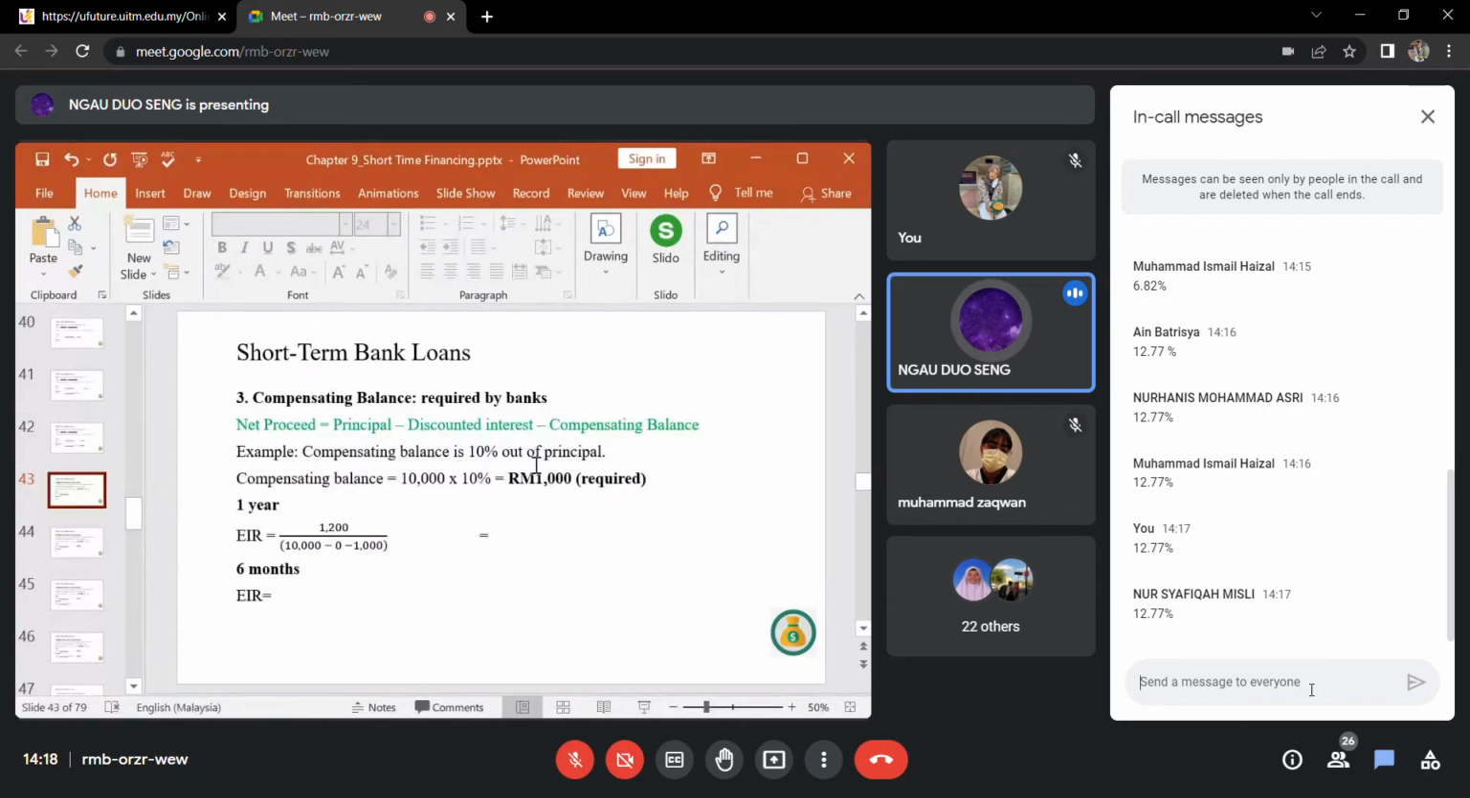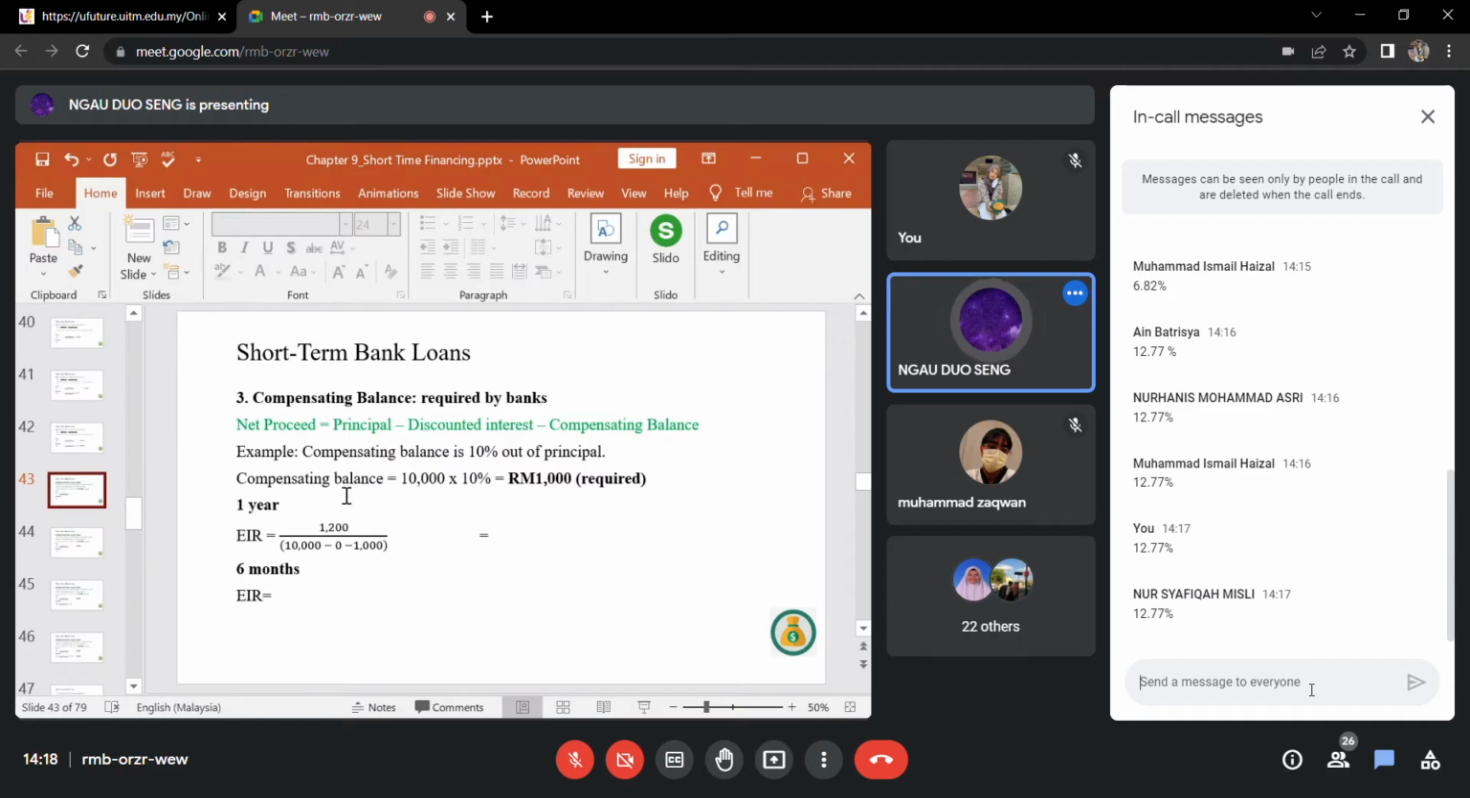All right, next. Okay, this one is compensating balance, right, required by the bank. So some example, compensating balance dia cakap 10%, right, meaning that you have to maintain dalam account 10% out of the principal. So compensating balance will be equal to 10,000 darab dengan 10%. So it's 1,000. So this 1,000 is required. Alright, required you simpan dalam bank.